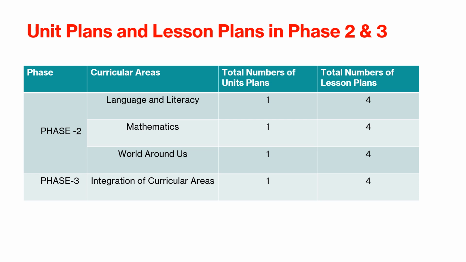You have to make one unit plan for each and a total of four lesson plans for each of the subjects. And in phase 3, integration of curricular areas, one unit plan and 4 lesson plans for phase 3. So in phase 2, a total of 3 unit plans and 12 lesson plans you have to make.